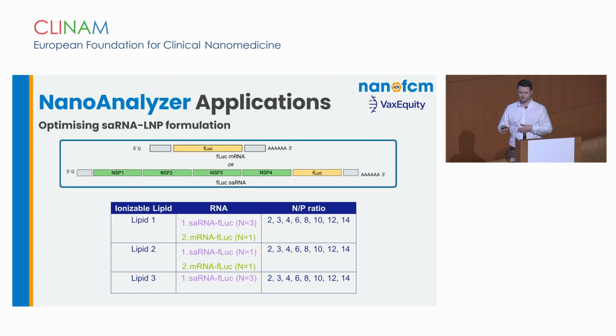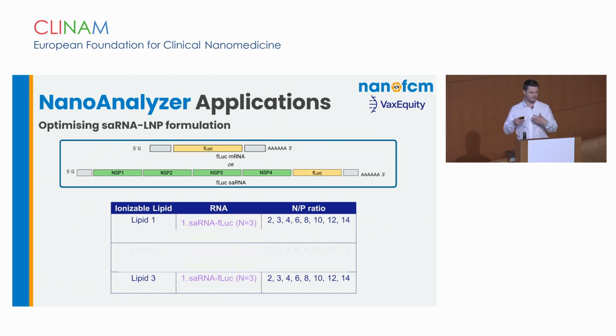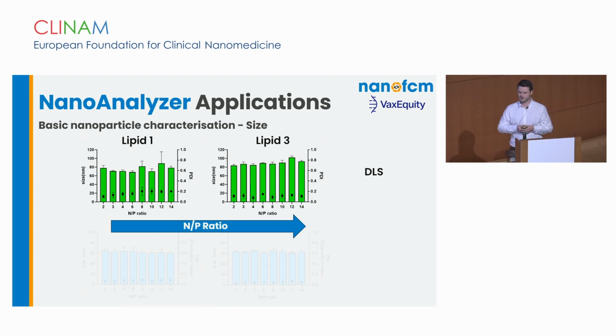What I'm really going to focus on is 2 different formulations, 2 different ionizable lipids, with the RNA cargo they're carrying, and looking at a series of NP ratios, so the ratio of that lipid to the nucleic acid. By looking at traditional characterization by DLS, we can see here no real strong trend between the NP ratio and the size of the particles that we're looking at, or the PDI.